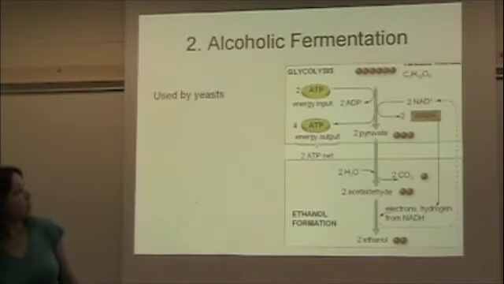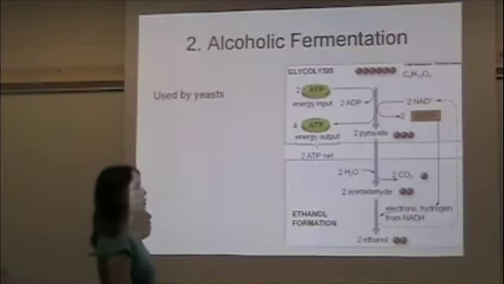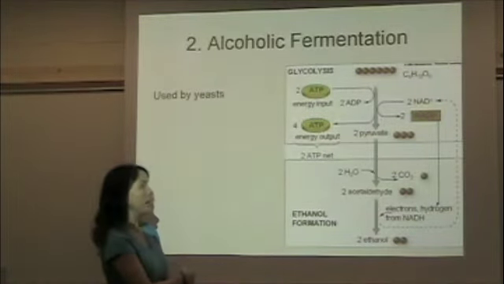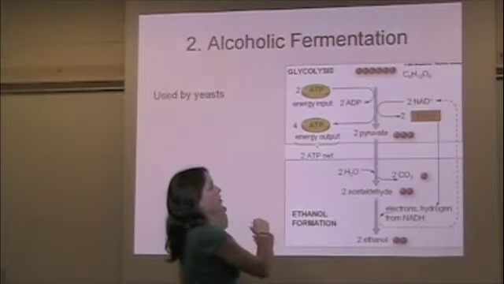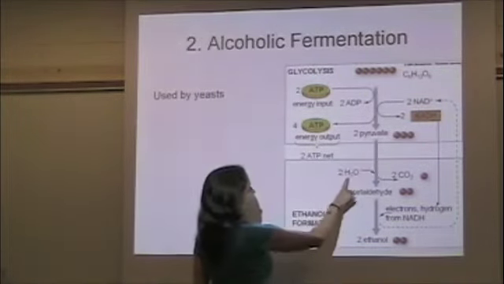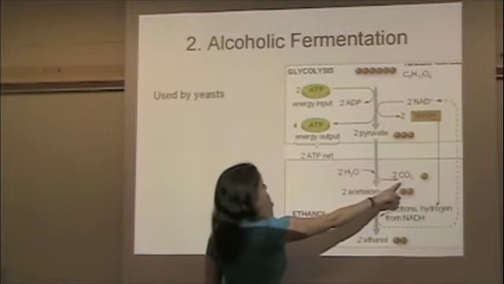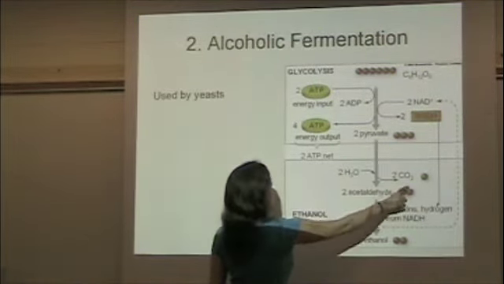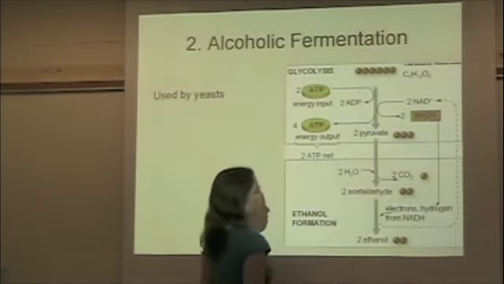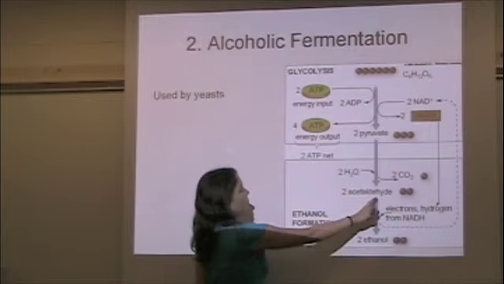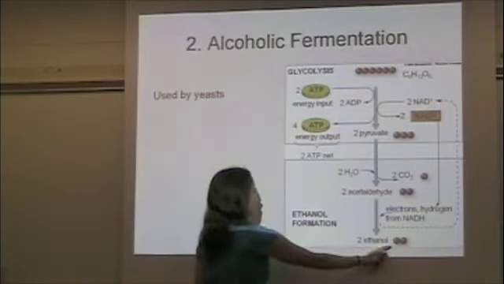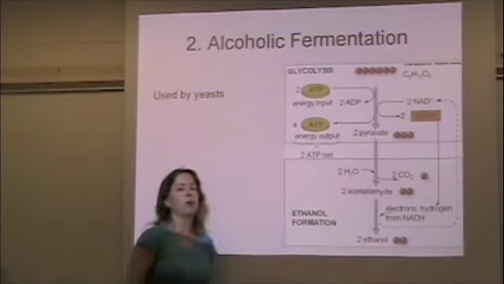We can compare this to alcoholic fermentation, which is used by yeast to create bread or beer or wine. And so again, glycolysis is all the same. We have our 3-carbon pyruvate molecule, but pyruvate joins with water, creating carbon dioxide and making a molecule called acetaldehyde, which is 2 carbons. So 1 carbon is lost as carbon dioxide. The acetaldehyde then joins with the electrons and the hydrogens from NADH to create a 2-carbon molecule called ethanol.